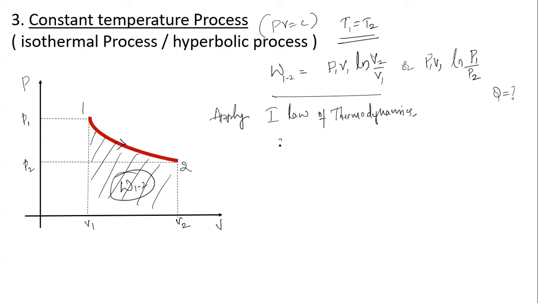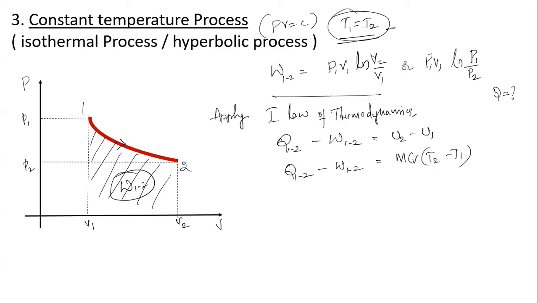What is this? Q1 to 2 minus W1 to 2 is equal to U2 minus U1. And U2 minus U1 is m Cv (T2 minus T1), and this is W1 to 2, Q1 to 2. In an isothermal process, T1 is equal to T2. Therefore, this will become 0.